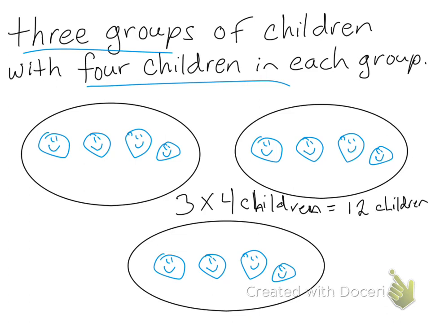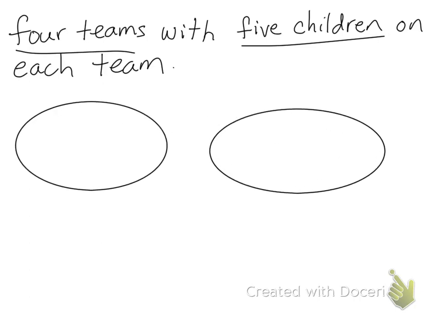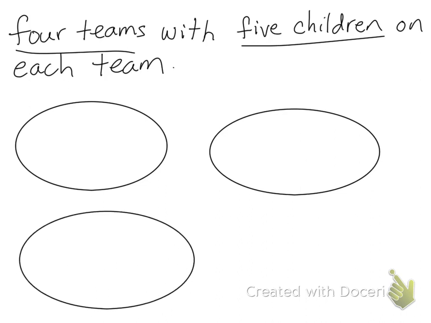Okay? All right, for the last problem, I have 4 teams, and I need to have 5 children on each team. Okay, so again, I'm going to use circles to show the four teams. Okay. And I'm going to put the five children in each team. And I'm just going to use short, small circles to represent the children this time.